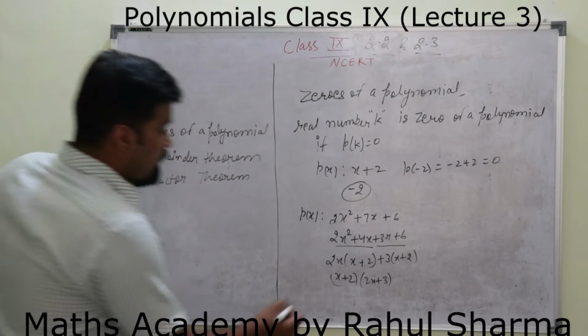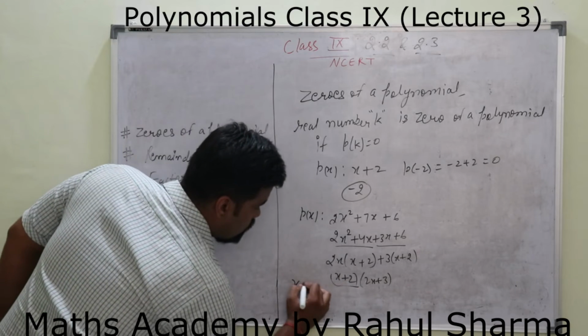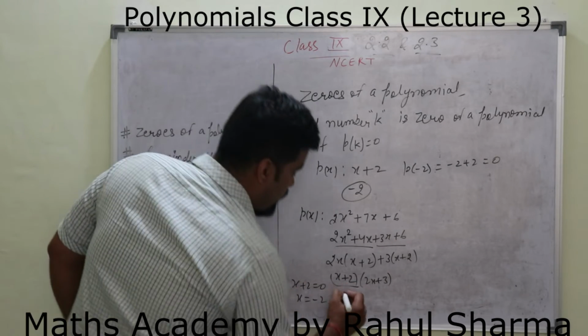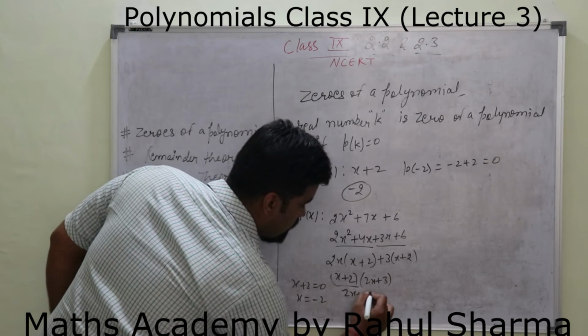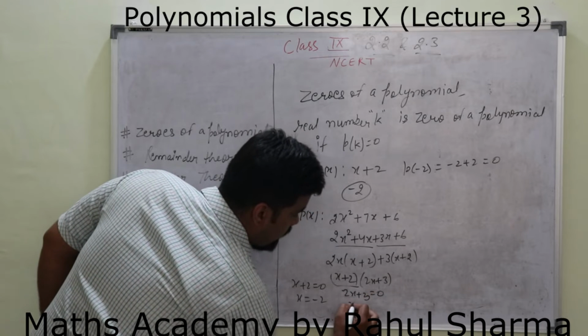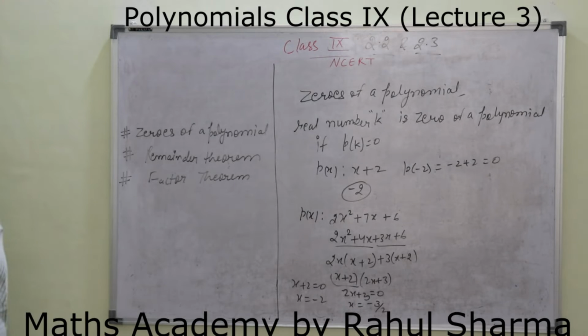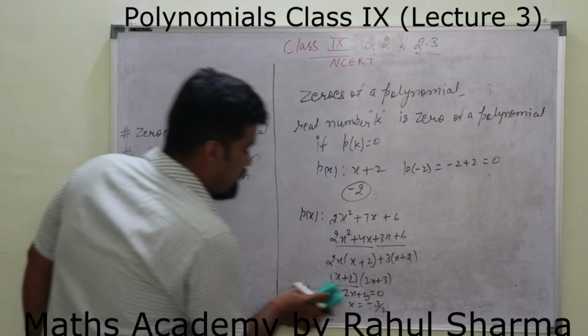Now if I take x + 2 = 0, so x will become -2, right? And if I take 2x + 3 = 0, I'll get x = -3/2. So these are the two values I'll get, right? मैं इसको यहाँ ऊपर मेंशन कर देता हूँ.